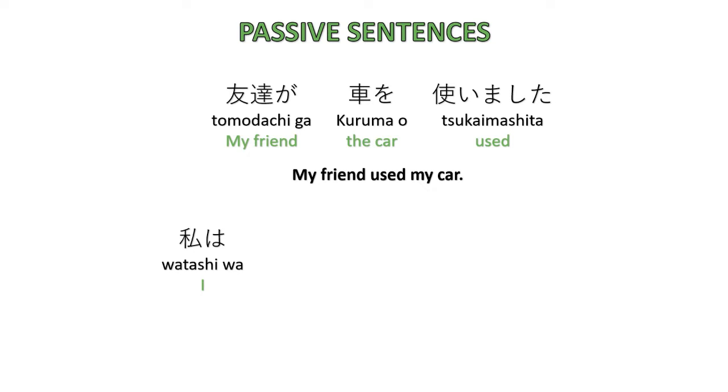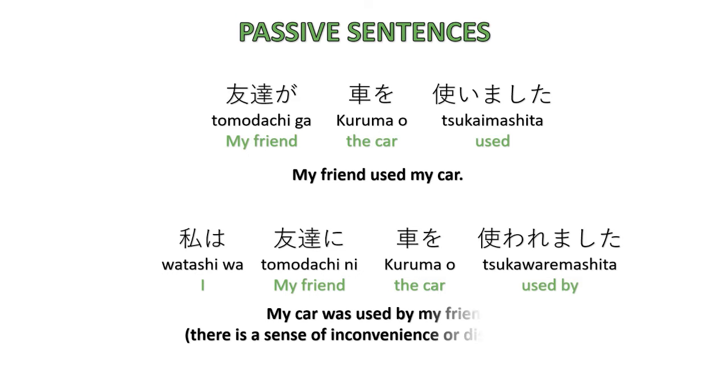But in this sentence, watashi wa tomodachi ni kuruma o tsukawaremashita. The car was used by my friend. Now again, remember that we have just said that the passive voice in Japanese is used when the subject is being the victim or being inconvenienced by the action. So in this second sentence, the subject, watashi wa, is the one being considered as the victim and the doer of the action is the friend, tomodachi ni.